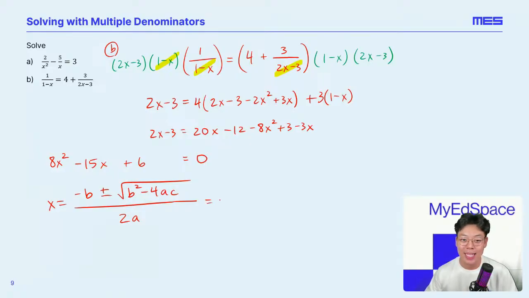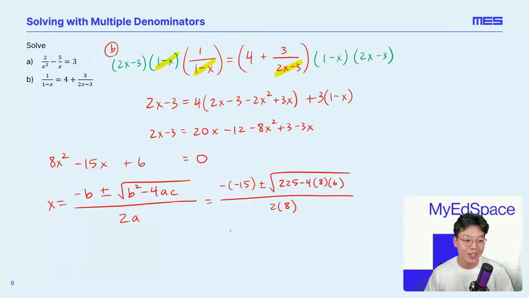So we have negative b. B is negative 15. So we have negative 15 plus or minus the square root of b squared. What's 15 squared? Nothing but 225 minus 4 times a times c all over 2a. Quadratic formula. Yes.